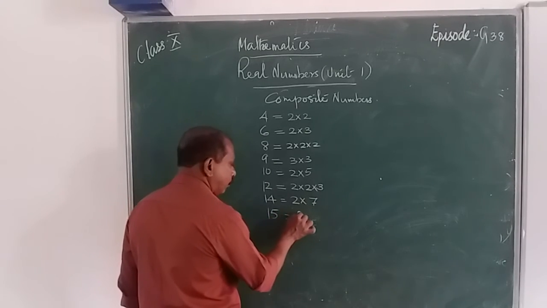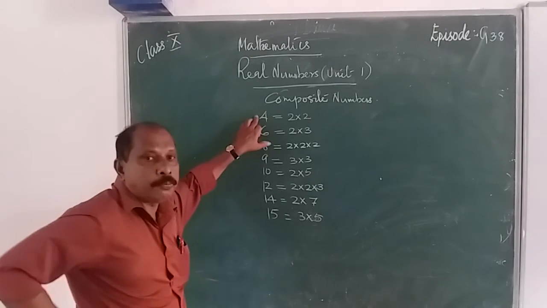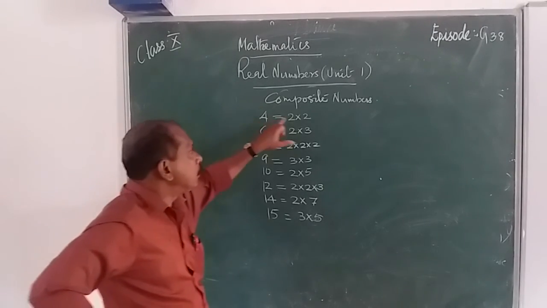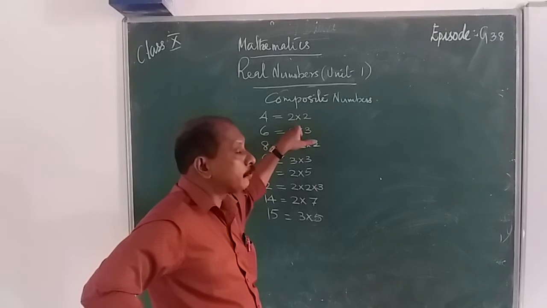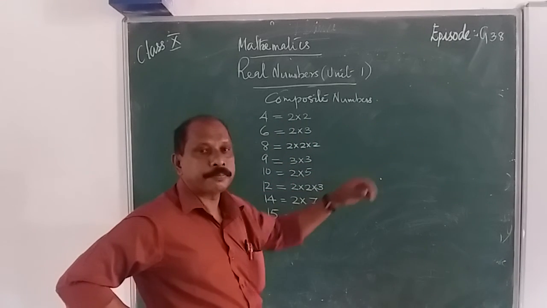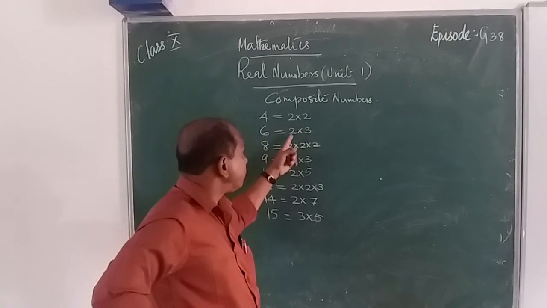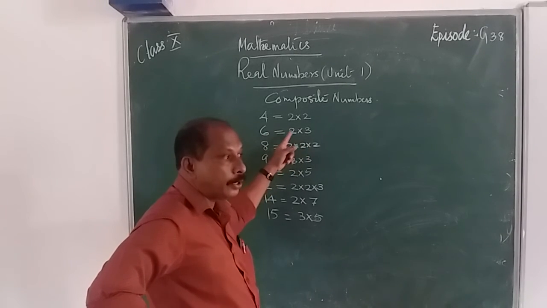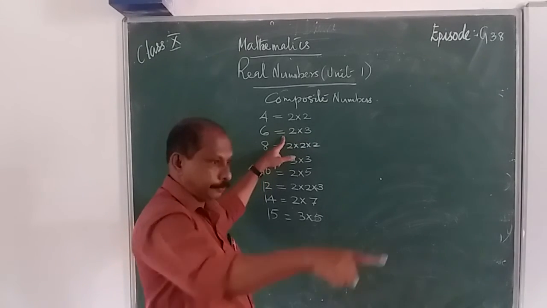15 is equal to 3 into 5. That means 4 is a composite number. It is 2 into 2, a multiple of 2. 2 is what? Prime. 6 is a composite number. It is 2 into 3. 2 and 3 are prime numbers.